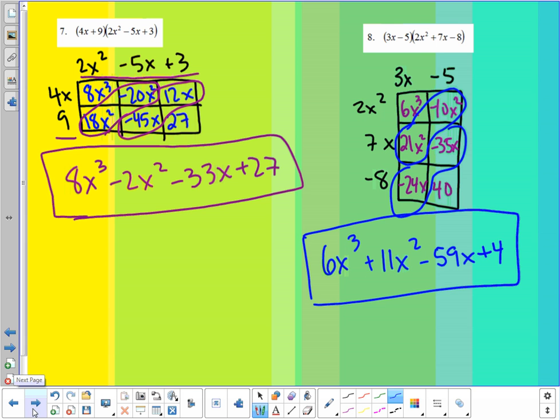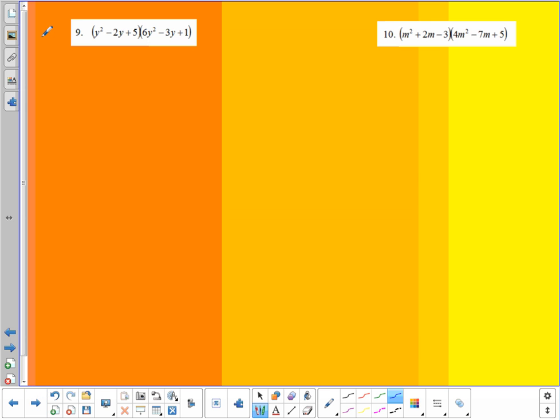If we take a look at number 9, now we have another one that has a coefficient out front. You have a 5 on your sheet that's in front of this. So what happens here when we have a 5 that's in front is we need to distribute to the whole first set. Just like we did on the front side, we're only going to distribute that 5 to the first set of parentheses. So when I rewrite that, it looks like this: 5y squared minus 10y plus 25. And then I have 6y squared minus 3y plus 1 that stayed the same.